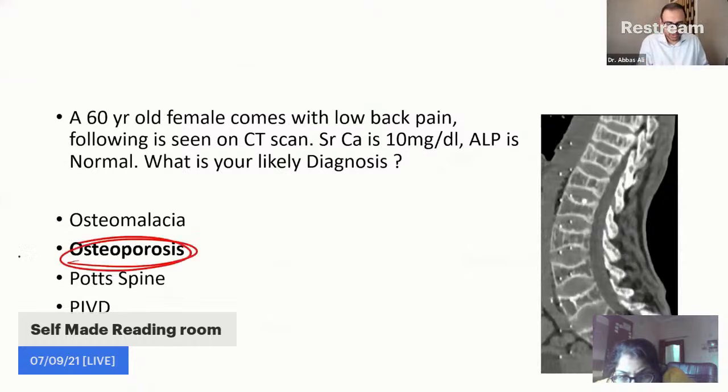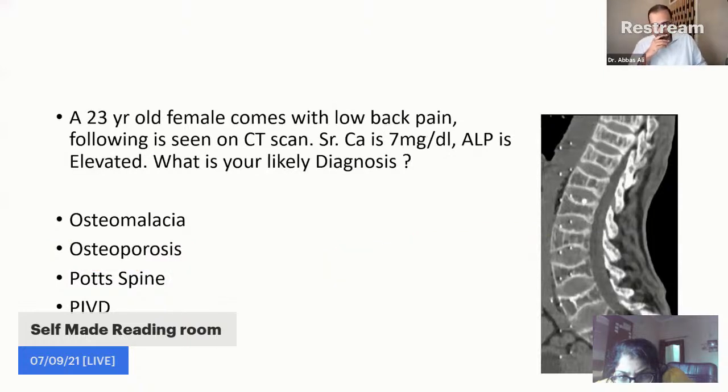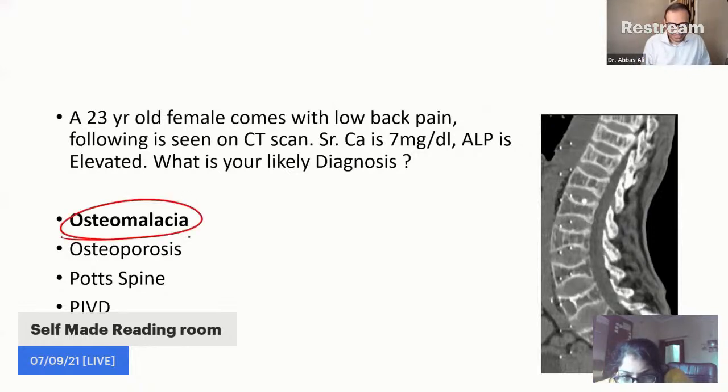How can you say osteoporosis? Because of the codfish vertebrae, fish mouth vertebrae. Okay. Look at this question now. The answer is changing now. This has osteomalacia. That was osteoporosis.